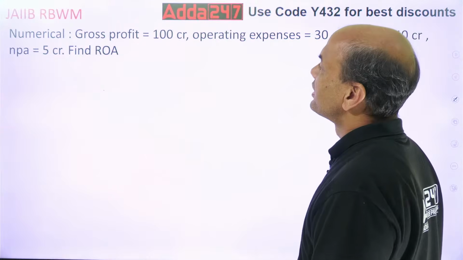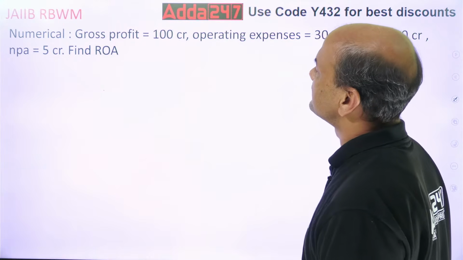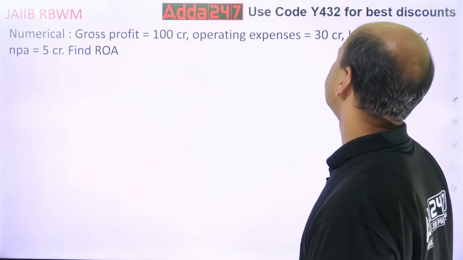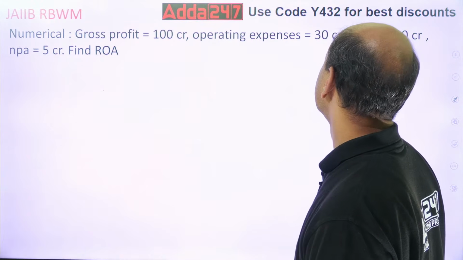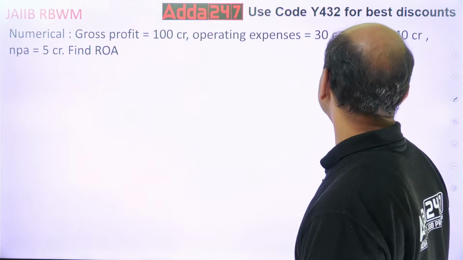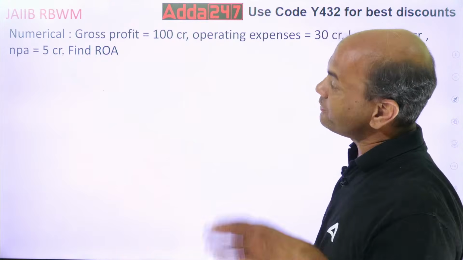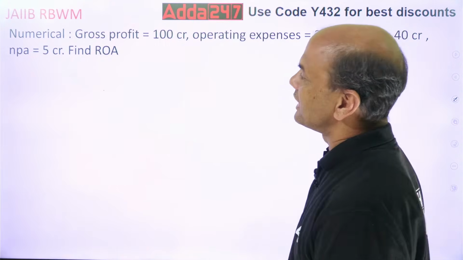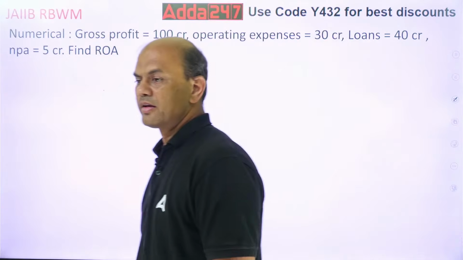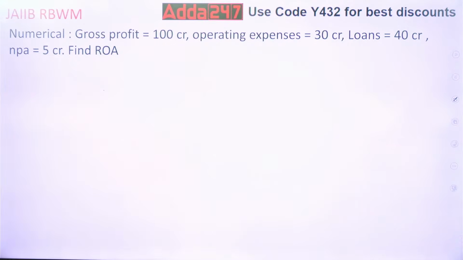Numerical. Gross profit is 100 CR, operating expenses are 30 CR, loans are 40 CR, NPA is 5 CR. Calculate ROA. Now this is very difficult. Let me see how many of you can solve this.